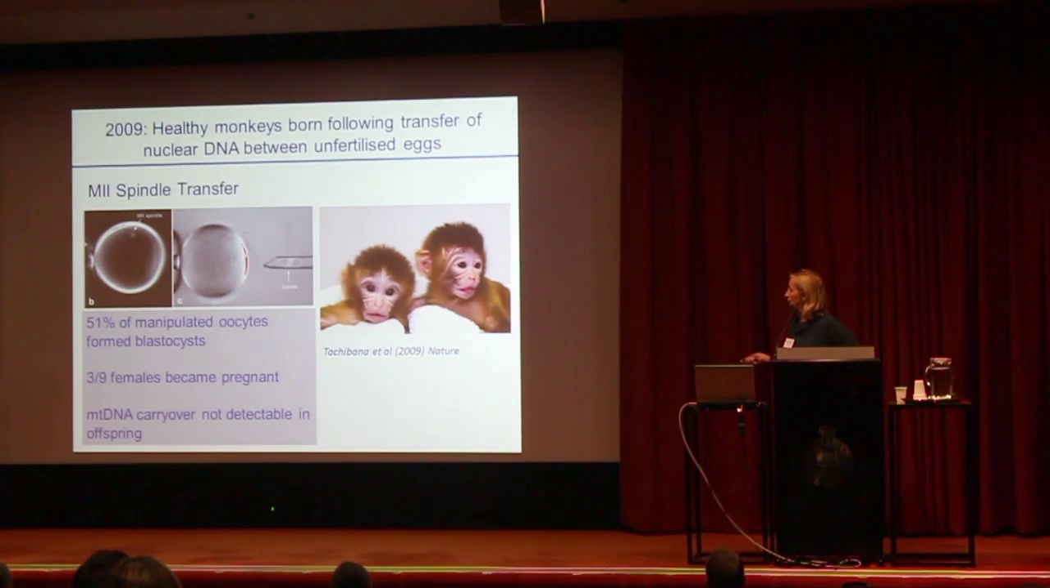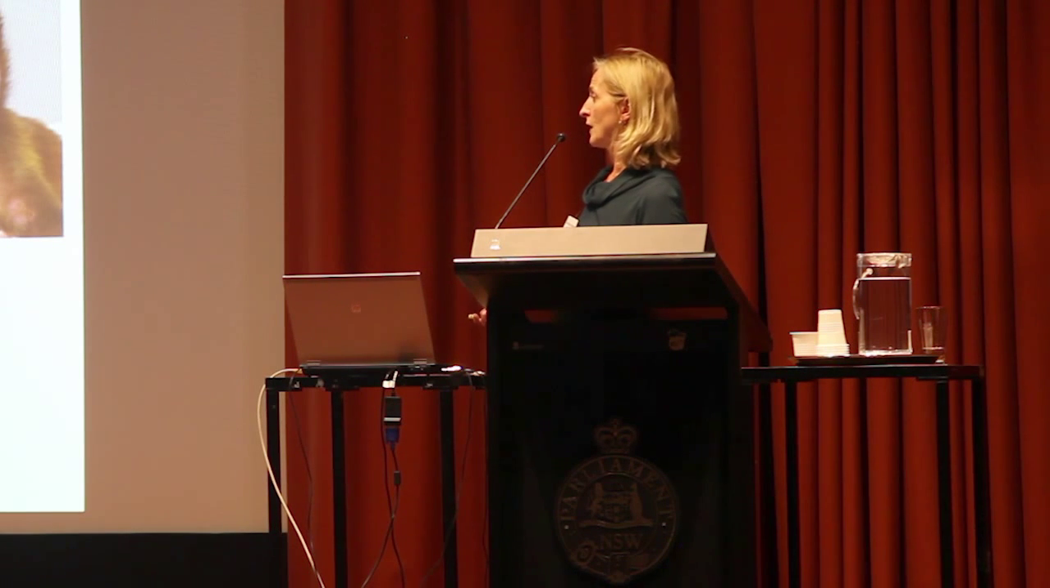In 2009, there were healthy monkeys born following transfer of the MET2 spindle, and here you can see a monkey oocyte seen through this polarized light. You can see the little spindle here, and then that's removed, and what they got in the monkey was promising. 51% of manipulated oocytes formed blastocysts, and 3 out of 9 females became pregnant, and no mitochondrial DNA carryover was detectable in the monkeys. And these are 2 of the monkeys called Mito and Tracker, after MitoTracker dye, which is used to see mitochondria under the microscope.